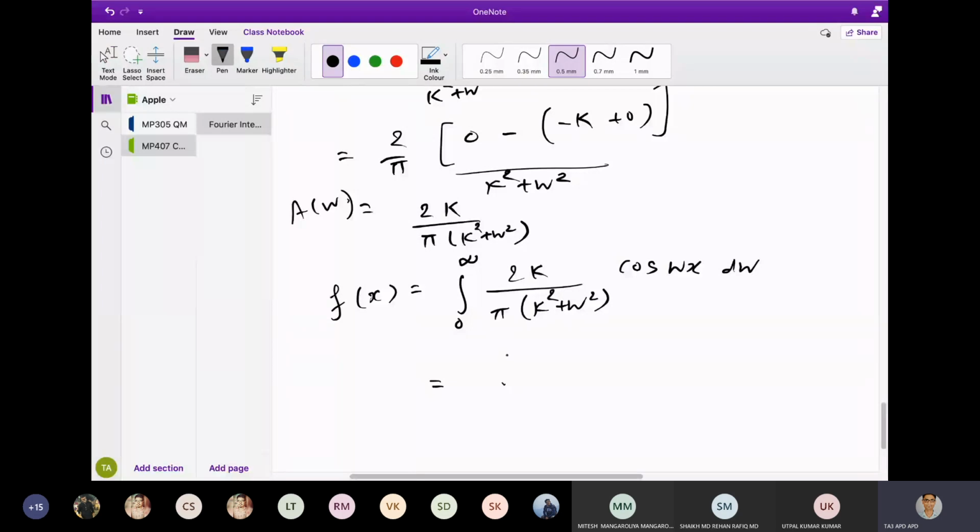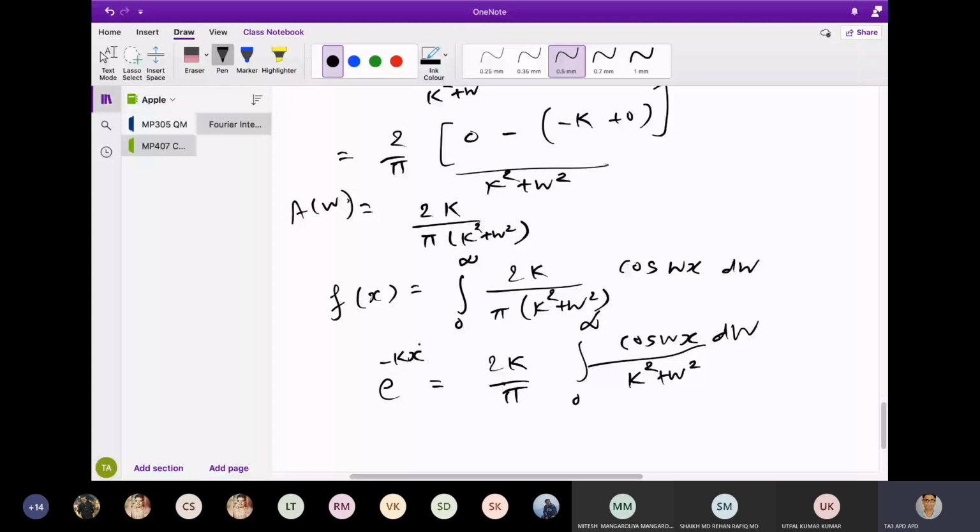Or if you just take out the common constants, 2k by pi, and then you write down this whole integral: cos wx divided by k square plus w square dw. We have somewhere lost this f of x. Oh, sorry. So that is your answer. So on the left hand side, this is your f of x, which is going to be e raised to minus kx.